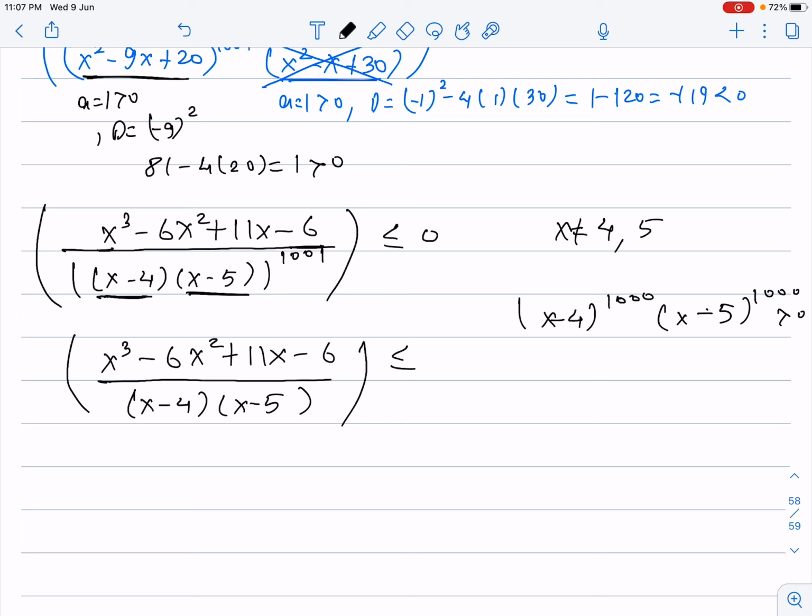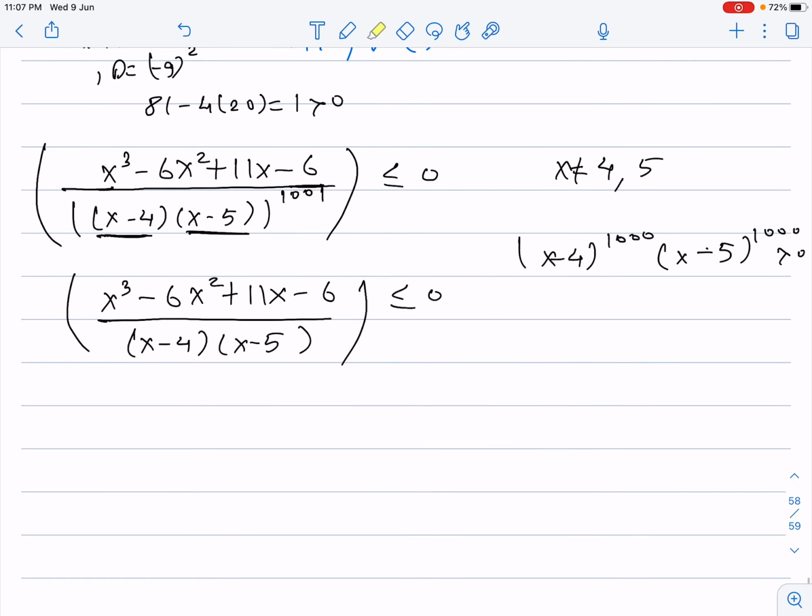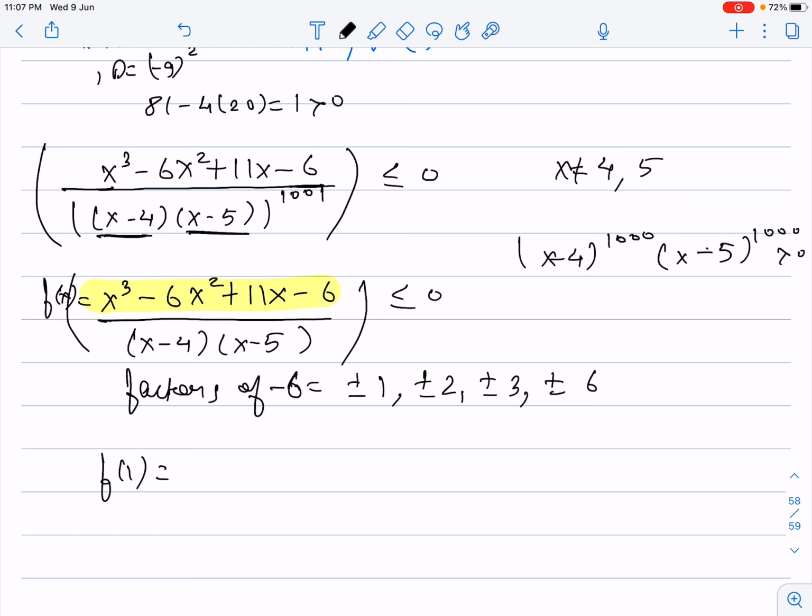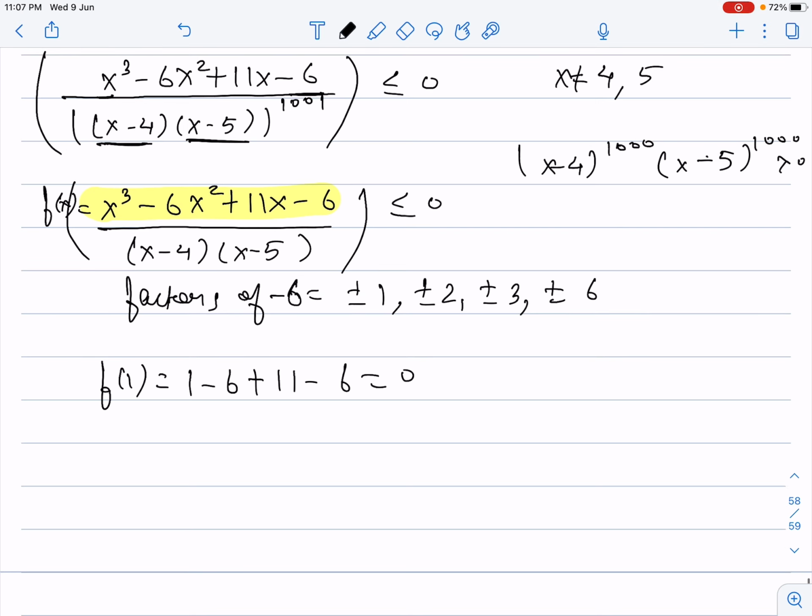So much simplified. Now it's a cubic in the numerator, and for factorization of a cubic, I already told you we have to get the factors of minus 6. What are the factors of minus 6? Plus or minus 1, plus or minus 2, plus or minus 3, and plus or minus 6. Let us suppose this is f of x, the polynomial. When I compute f of 1, it will become 1 minus 6 plus 11 minus 6, that is 0. Since f of 1 is 0, x minus 1 is a factor of this polynomial, x minus 1 is a factor of f of x.